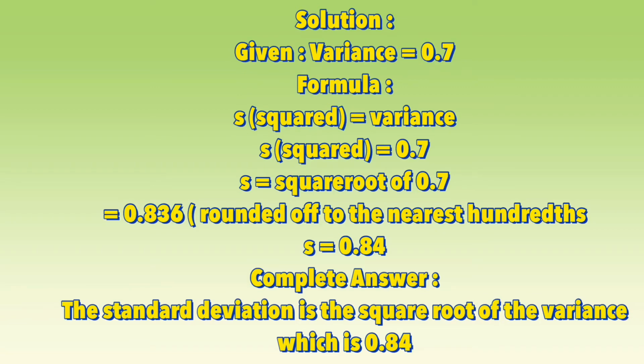Then we're going to find the square root of 0.7, and the result is s equals 0.836, rounded to the nearest hundredth, it becomes s equals 0.84. So s stands for standard deviation. Our complete answer: the standard deviation is the square root of the variance, which is 0.84.